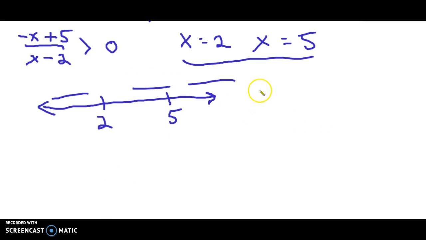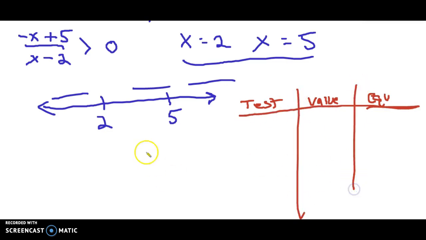So this is what the chart is kind of looking like. So make a chart of our test areas, and we'll have some test value that we'll use, and I'll explain that. And then we'll have our test equation. So we're going to test this area here first.